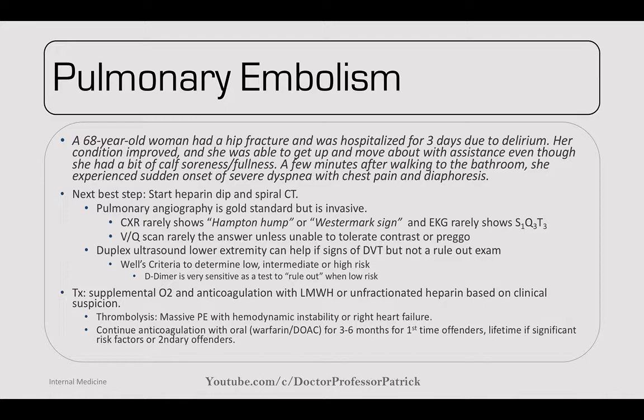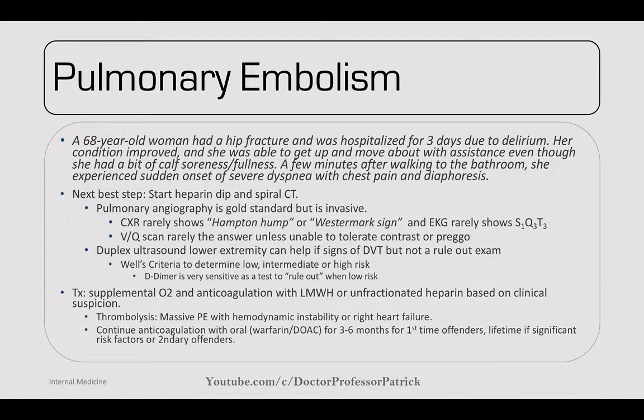A duplex ultrasound in the lower extremity can help if there's signs of DVT, but it's not a rule-out exam if they're experiencing PE-like symptoms. So you can look at your Wells criteria to determine whether they're low, intermediate, or high risk, and you can consider a D-dimer as a rule-out when they're at low risk.